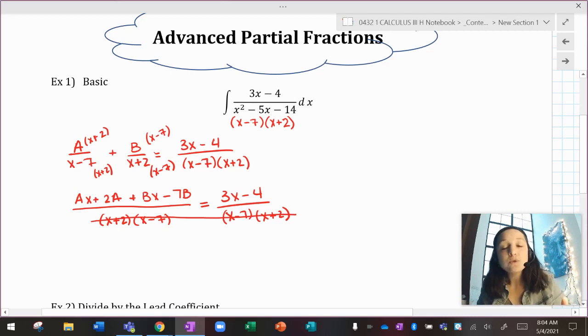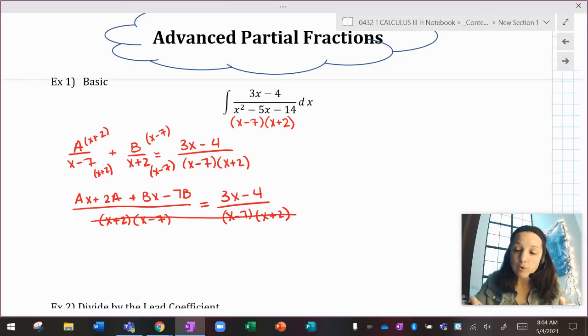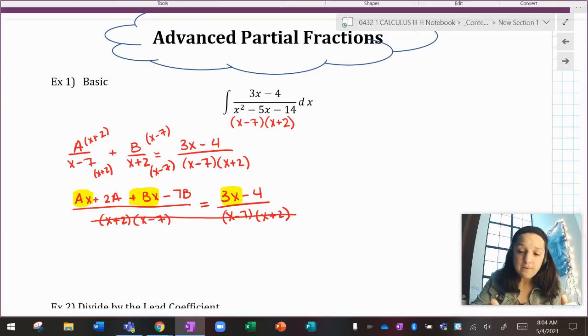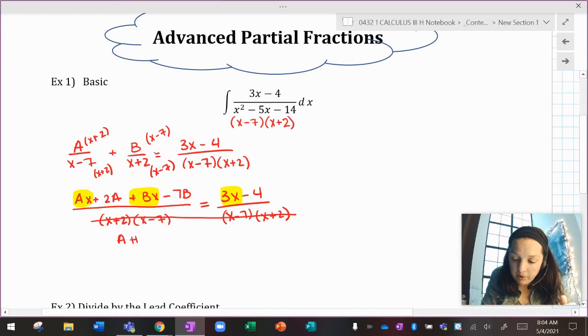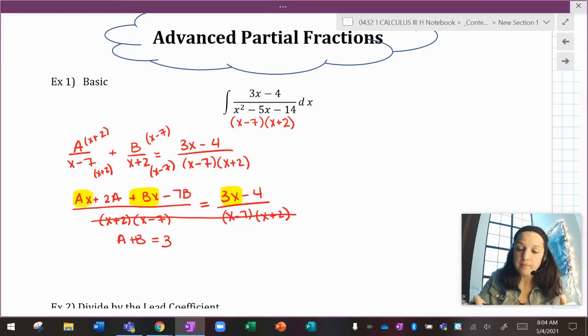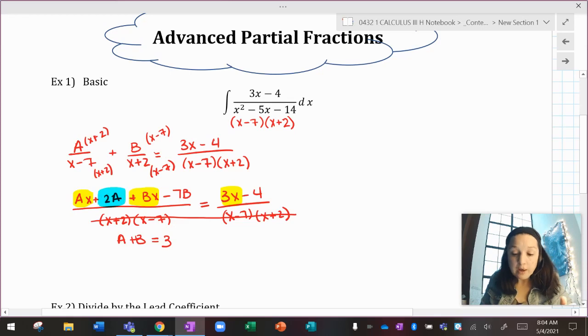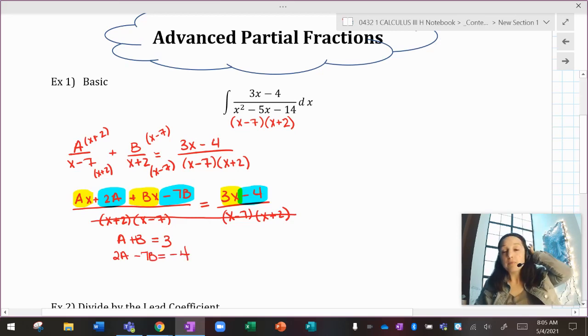Then I can use the numerators to make a system of equations. I have Ax's plus Bx's for a grand total of 3x's, so I know that A plus B is 3. I have 2A as a constant minus 7B as a constant equals negative 4 as a constant, so I know that 2A minus 7B equals negative 4. And lucky for us, these are stacked very nicely as a system of equations that I can use elimination on.